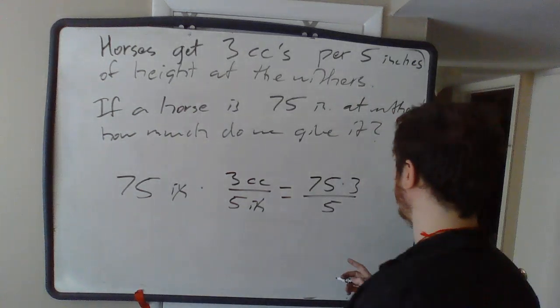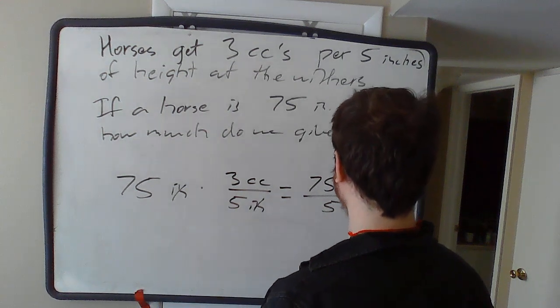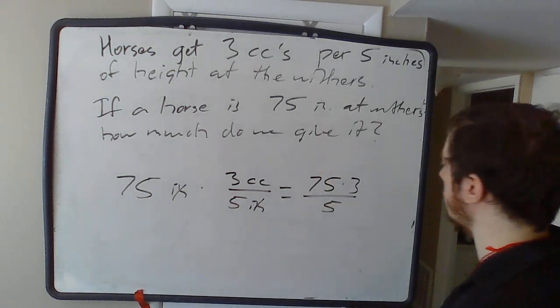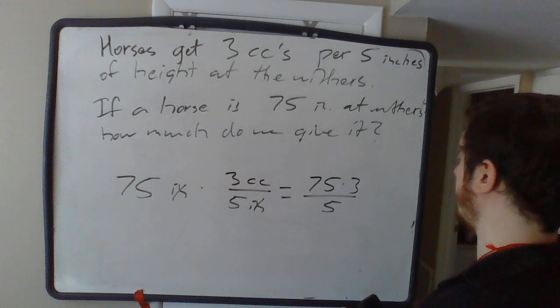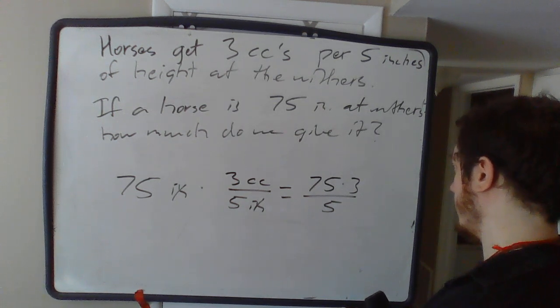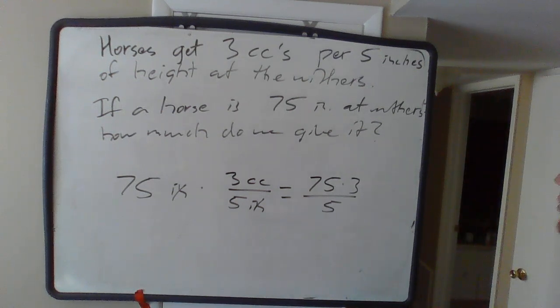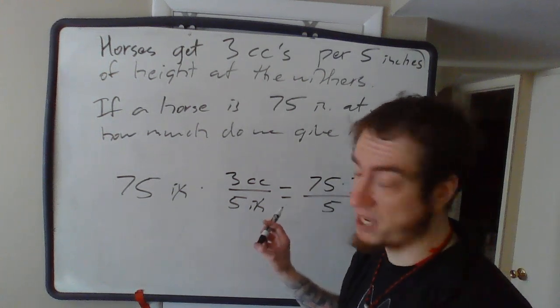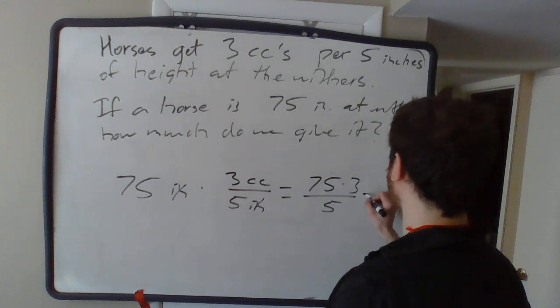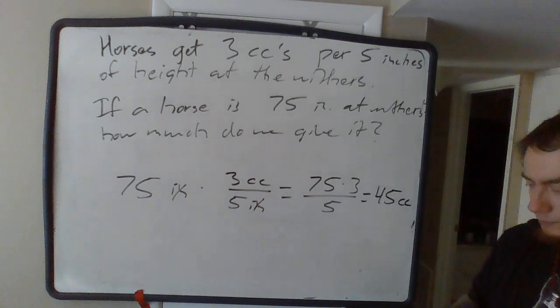And that is going to actually come out to be, let's see, 75 divided by 5 is going to be 15. Yes, 15. I don't know why that took me so long to do in my head, but it comes out to be 15. 15 times 3 is 45, so we get 45 cc's.